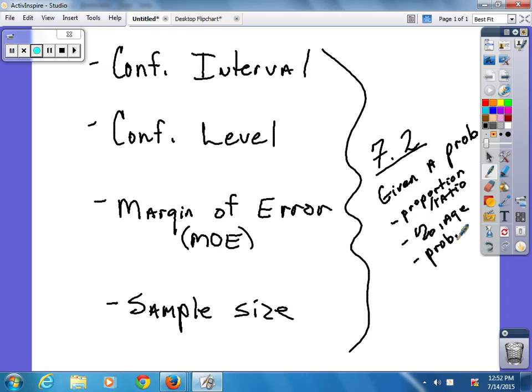Percent. So you need to write that down somewhere, because what happens is people read the question, and even though I've taught them how to do this stuff right here, they don't understand what they're given. And that's why I tell you that in 7.2, you're going to be given a probability, and it may be given to you in three forms: a fraction, a decimal, or a percent.